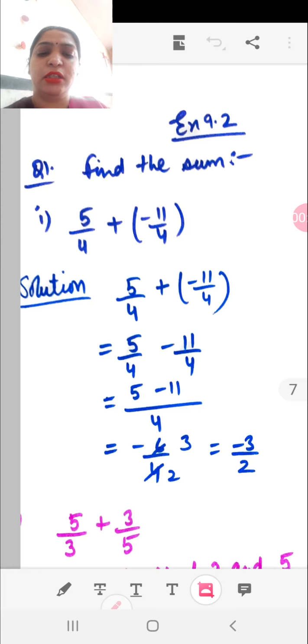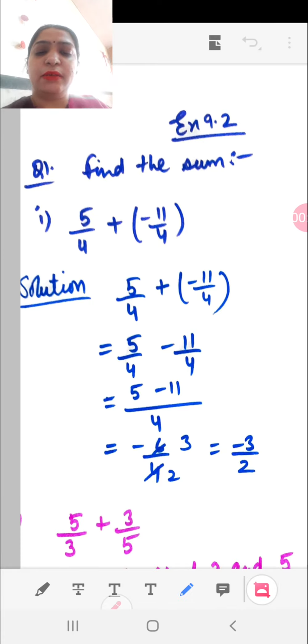Students, you know that plus minus is minus. That means plus minus will become minus here. And the denominator is the same here. The denominator is the same, that is 4.